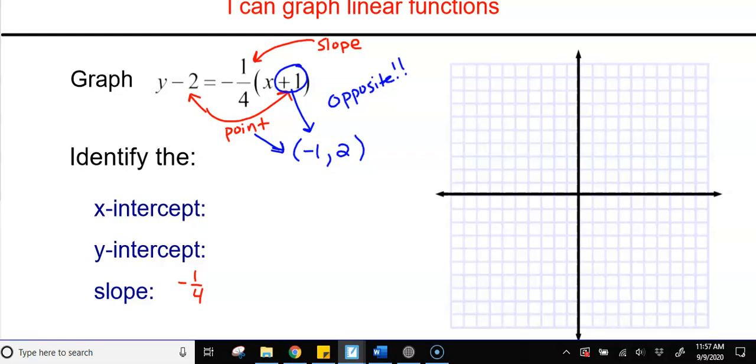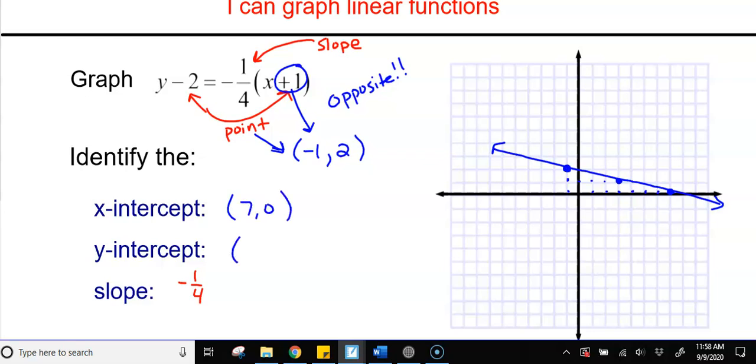Okay? Now you have that point, so you can go left 1 and up 2. And then use your slope, negative 1/4. So down 1 over 4. And do it one more time. Try to draw a straight line. Now your x-intercept is pretty easy to identify. It looks like it is over 7. 1, 2, 3, 4, 5, 6, 7. Yep.